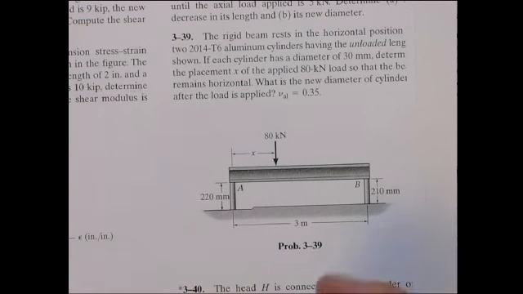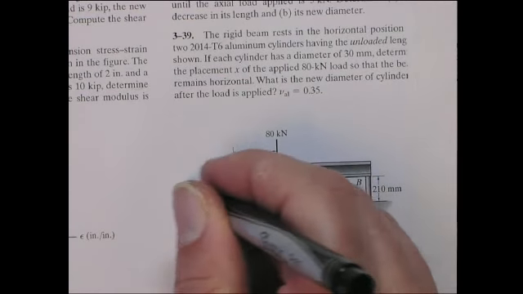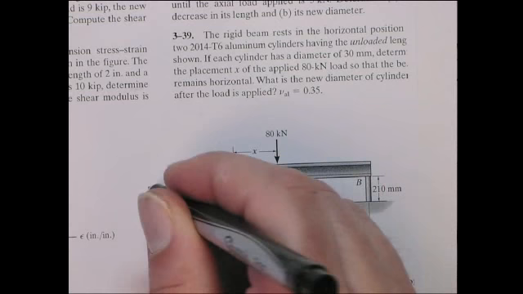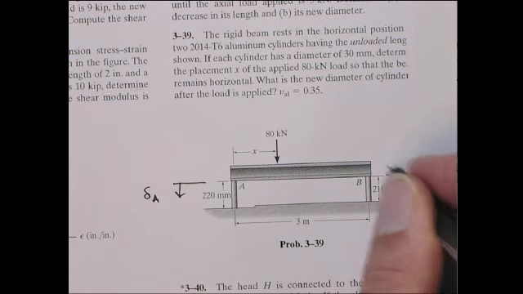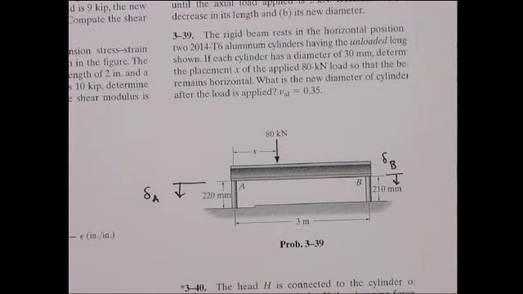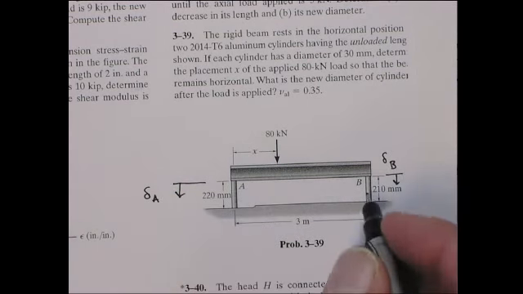In other words, such that the deflection at A equals the deflection at B. All right? So the amount that this moves down is equal to the amount this moves down.